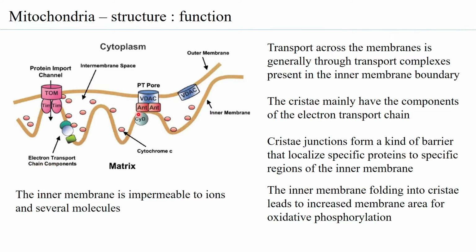Now the cristae junctions. So every cristae you have, just at this point, what is called a cristae junction, and these cristae junctions can form a barrier that will localize specific proteins to specific regions of the inner membrane. So that is how you can very clearly see the difference in the inner membrane and outer membrane composition, and that structural change is enabling it to differ in its function as well.